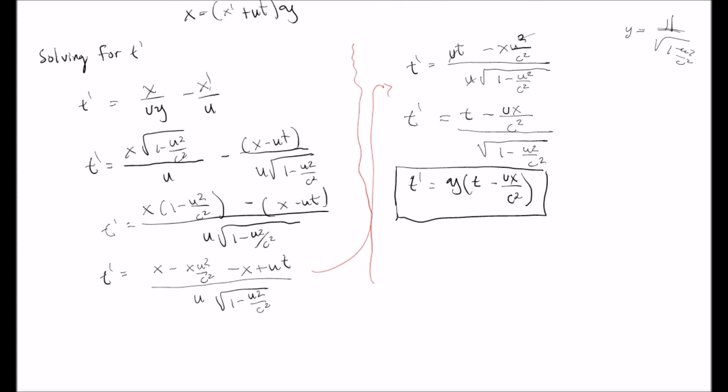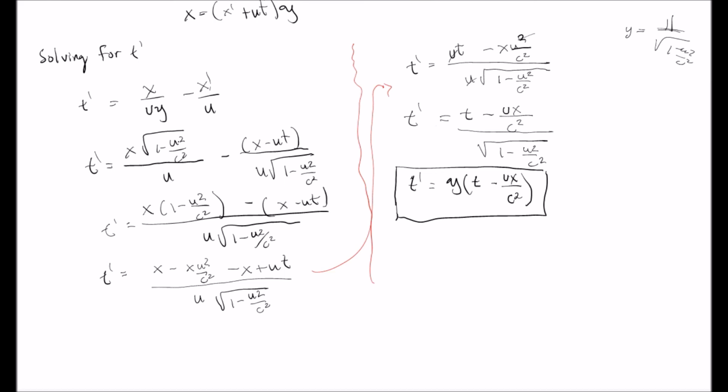And distribute x times 1, we have x, then x times negative u squared over c squared, and we have negative x u squared over c squared. And this one, this is negative 1 here, we'll distribute negative 1 times x, then we have negative x, then negative 1 times negative ut, then we have positive ut. So we can cancel x here since that's x minus x. What is left is ut minus x u squared over c squared all over u times the square root of 1 minus u squared over c squared.